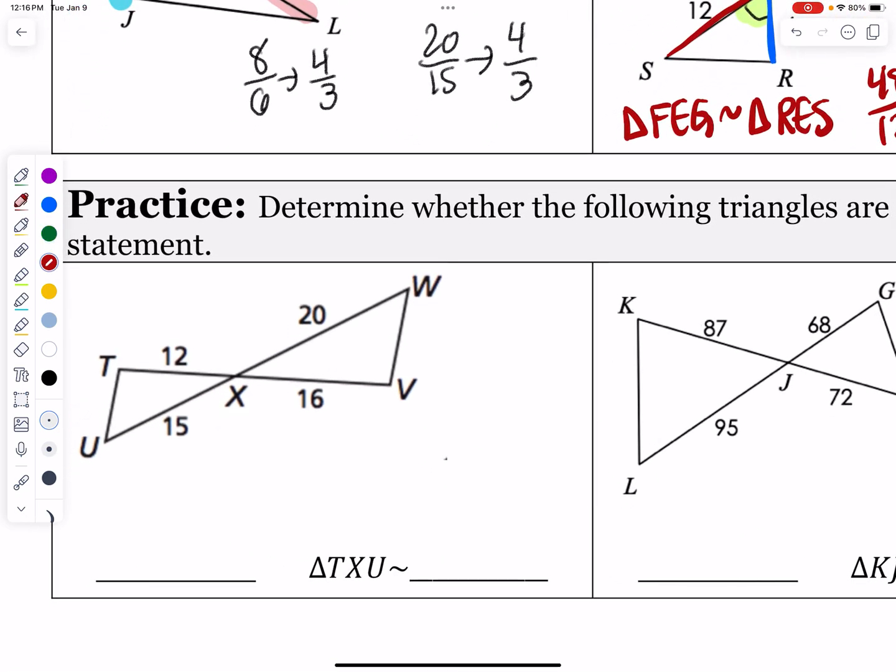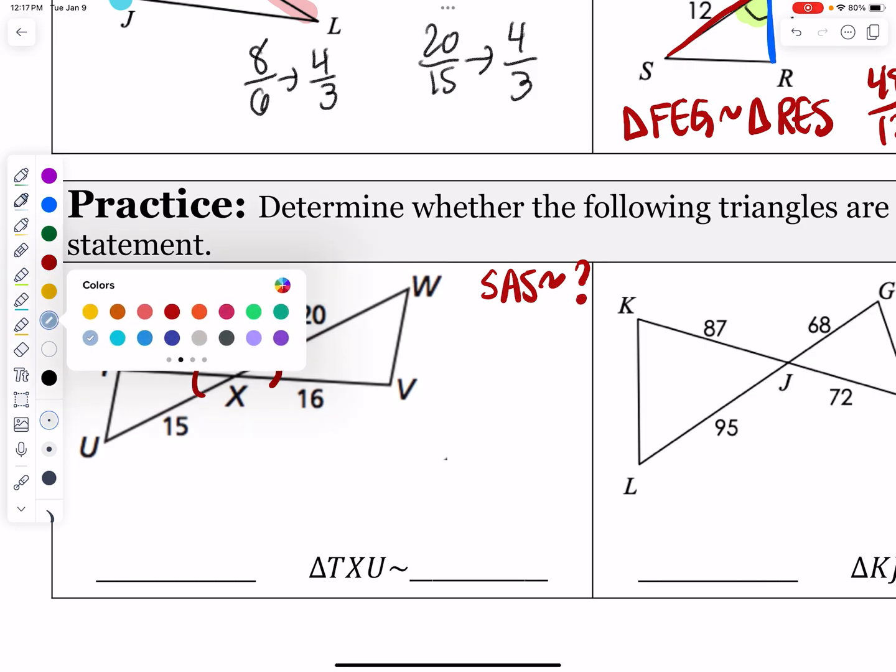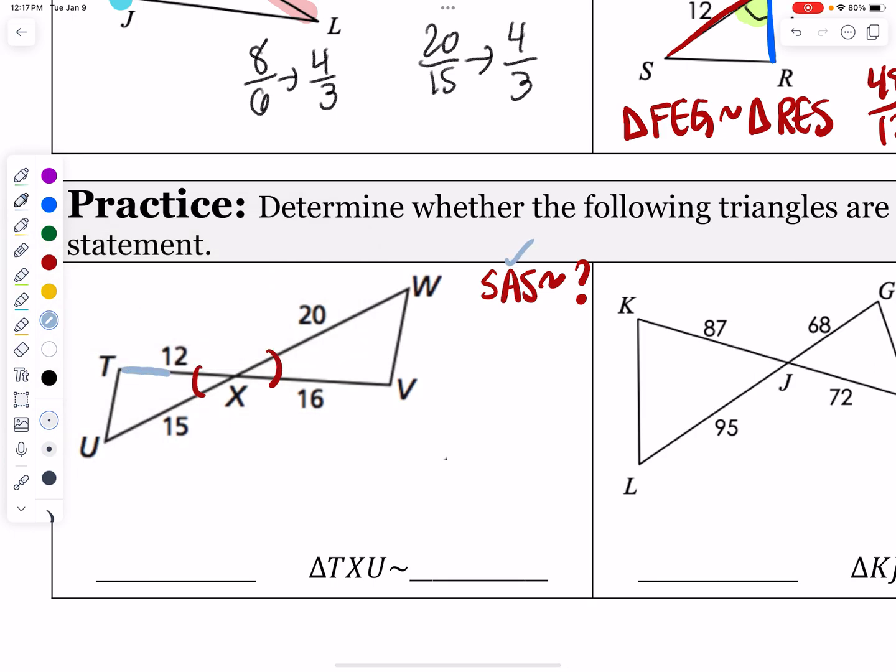Okay, so this one looks like SAS similarity. That's what we think, but we're going to test that theory. So here's my vertical angles. Those are, in fact, congruent to each other. So the angles are congruent. Now let's check the corresponding pieces.